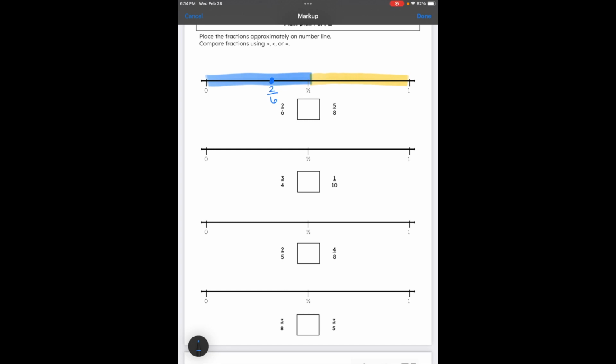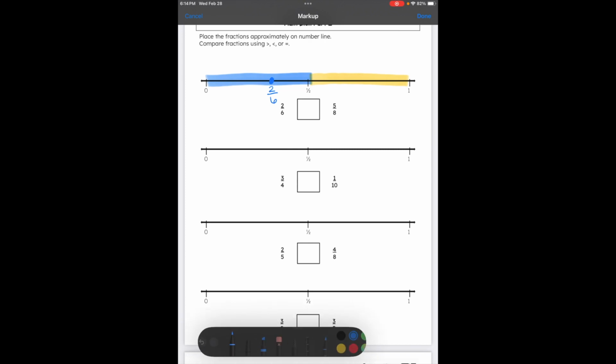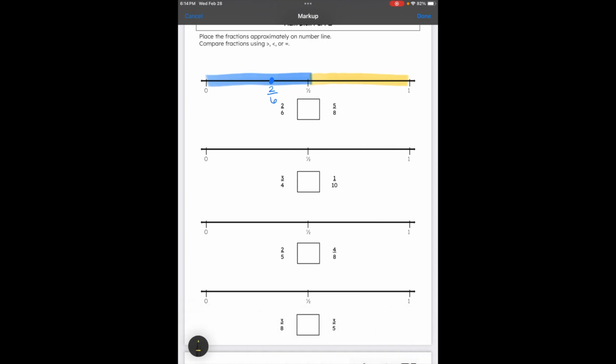Now I'm going to look at the 5/8. I'm going to ask myself, where would that one go? The less than 1/2, equal to 1/2, or greater than 1/2? This one is just slightly over that 1/2 mark because 4/8 would be 1/2. So here we can fill in that 2/6 is less than 5/8. We can clearly see that the 2/6 comes before the 5/8 on the number line, meaning it has a lesser value. Let's do the same for 3/4 and 1/10.